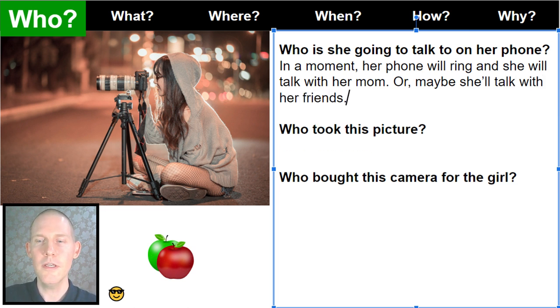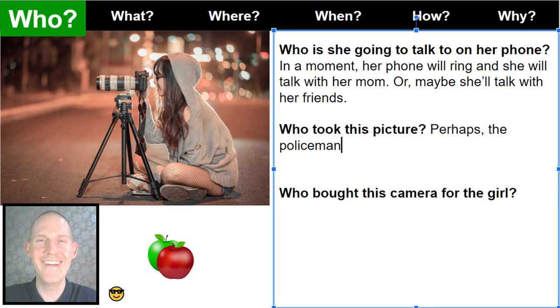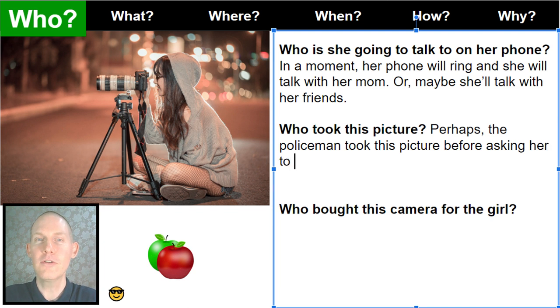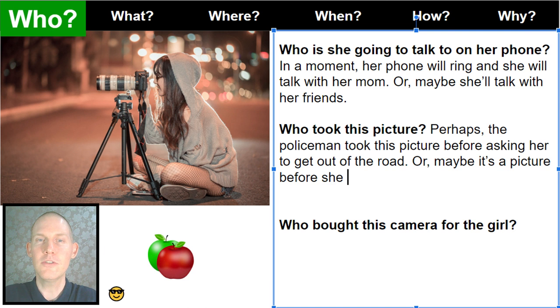Right. Okay. Who took this picture? Wow, so many possibilities, right? Perhaps the policeman took this picture before asking her to get out of the road. Or maybe it's a picture before she was arrested for blocking traffic.